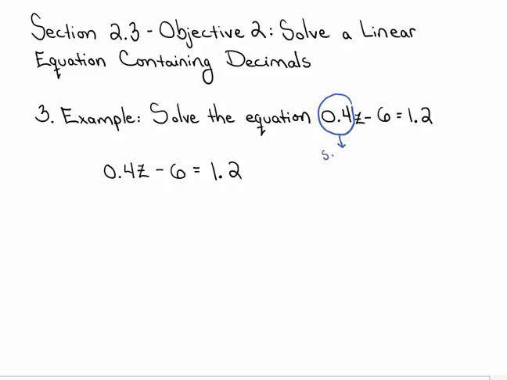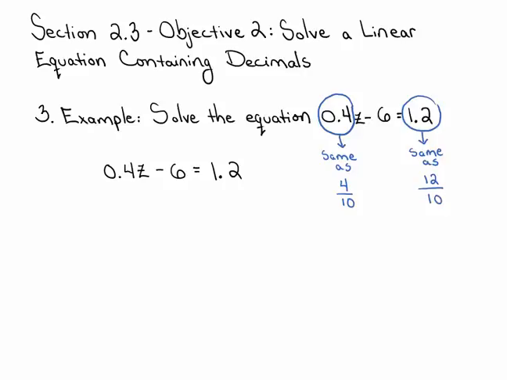Let's start off with the 0.4 here. 0.4 is the same as 4 tenths. Another way to say 0.4 would be to say 4 tenths. They are equivalent to each other. And 1.2 is the same as 12 tenths. So looking at these two fractions, I can tell that the LCD between these two fractions would be 10.